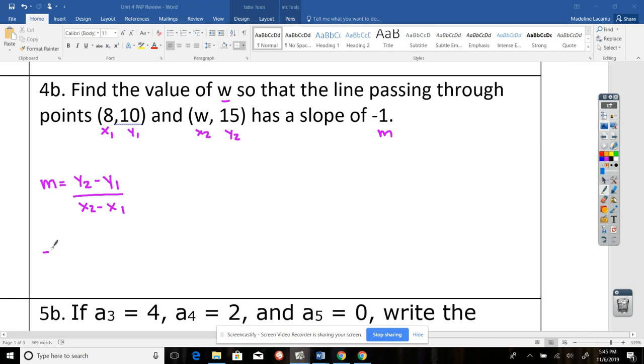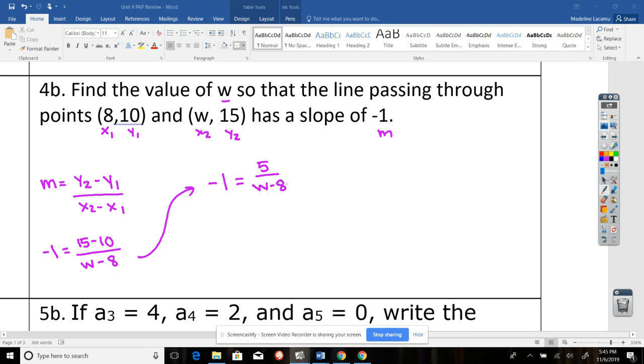So we know m is -1. We know y2 is 15. We know y1 is 10, so minus 10. x2 is w, so we're just going to write a w. x1 is 8, so minus 8. Now we're going to take this equation and simplify everything that we can. So we know that -1 equals, this 15 minus 10 can become a 5. And then w minus 8 is on the bottom.